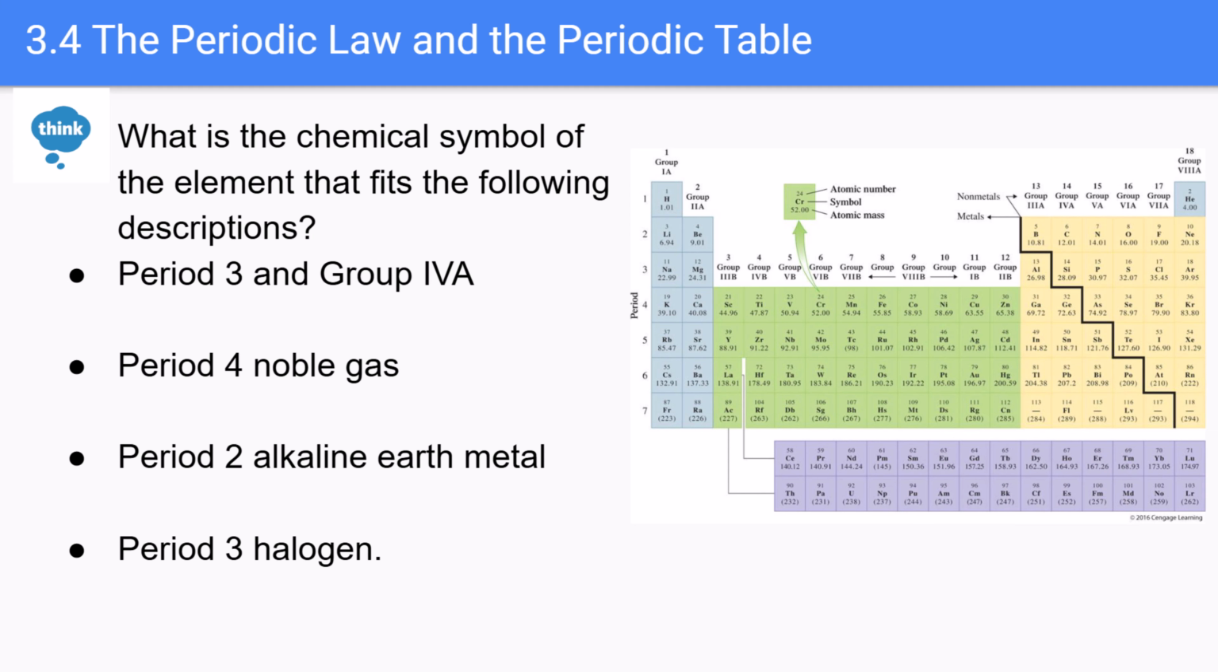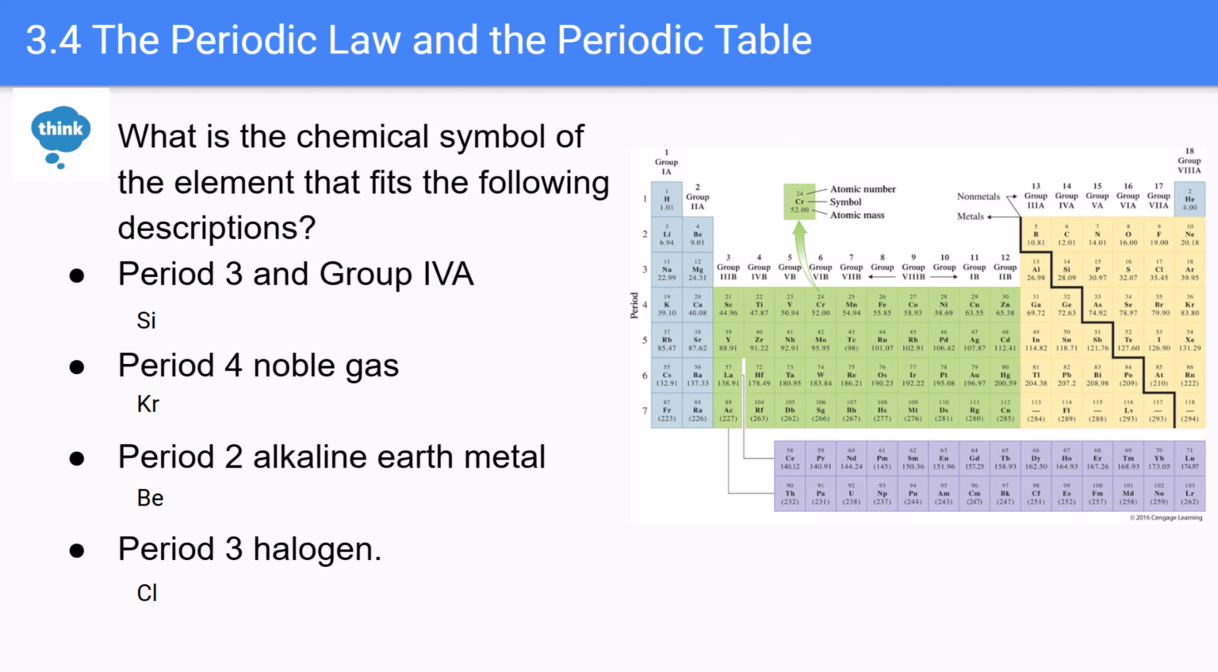So again, we're going to just utilize these like a battleship map, find period 3, go across until you find group 4A. You are going to be looking at silicon. The period 4 noble gas, all the way down to period number 4, your noble gases are group 18 on the far right-hand side of the periodic table. That's going to be krypton. Period 2, alkaline earth metal, we go to period number 2 and go across, we find that it is beryllium. And the period 3 halogen, again period 3 all the way across, chlorine is going to be the period 3 halogen we're looking at.